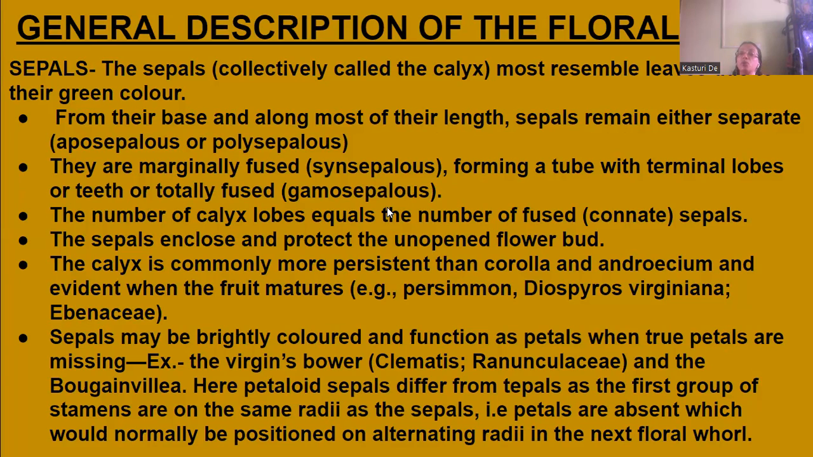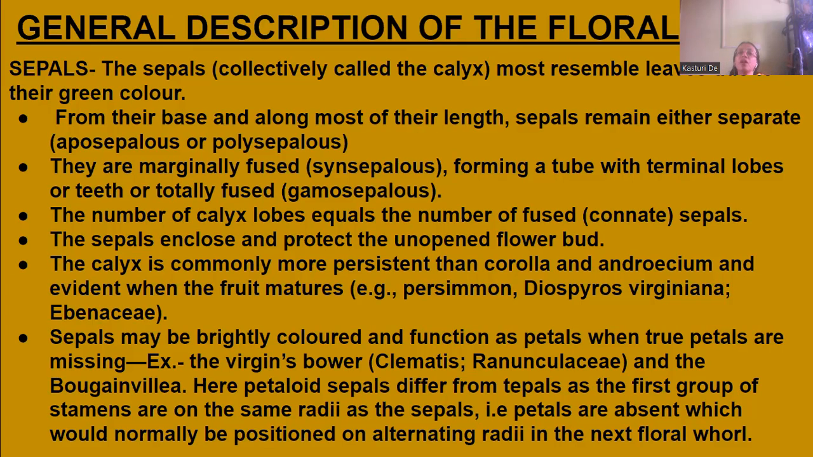Okay, and it is collectively known as calyx, which resembles the leaves due to the green color, as they are green in color. So they resemble the leaves. From their base and along most of the length, sepals remain either separate or they are fused. When the sepals are separate throughout their length, that is known as polysepalous or aposepalous. Apo or polysepalous flowers are those flowers which have their sepals separate throughout.